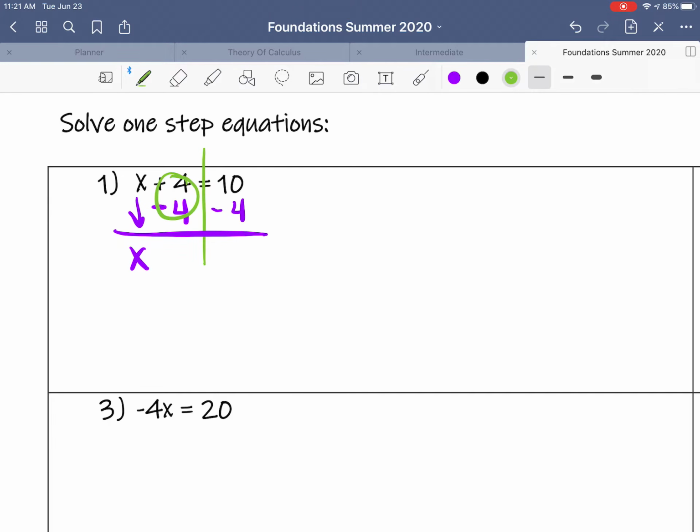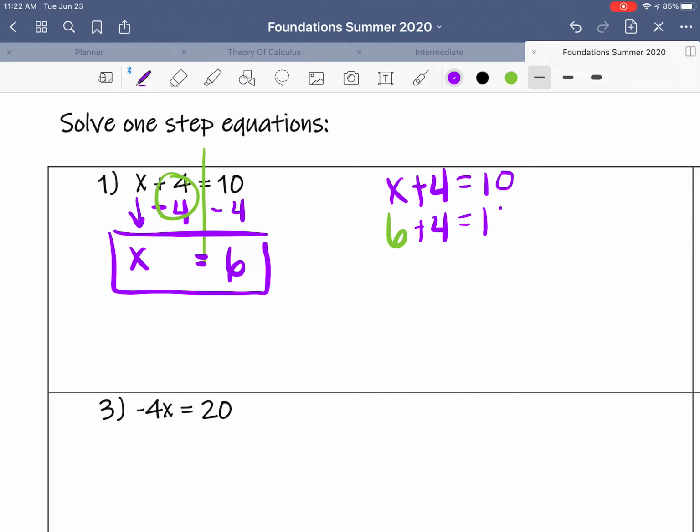X is still just x. 4 minus 4 is 0. We have our equal sign. 10 minus 4 is 6. And you can check yourself. Our equation was this. We found x to be 6. Is 6 plus 4 10? Yes.